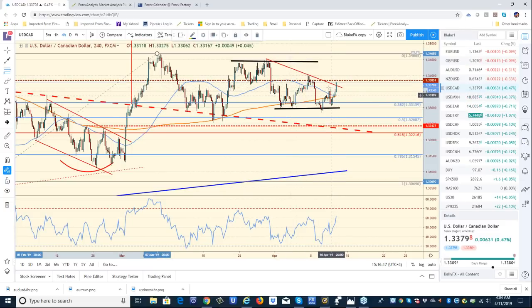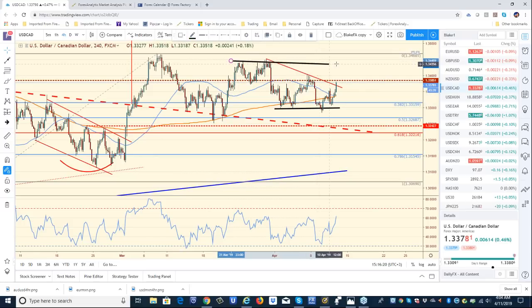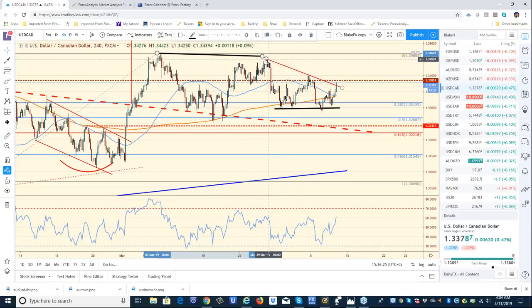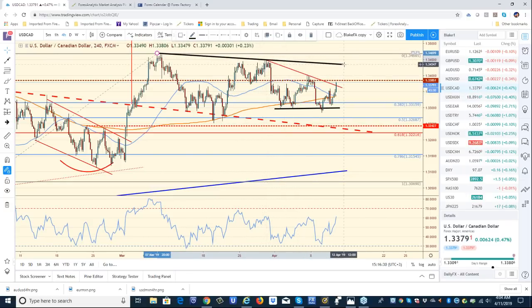So just pay attention to the dollar Canadian. The dollar Canadian may make its way, and actually, you know what, I should probably do this. Dollar Canadian may make its way up to here, which is going to be pretty key resistance around 134.30. If we can do it.